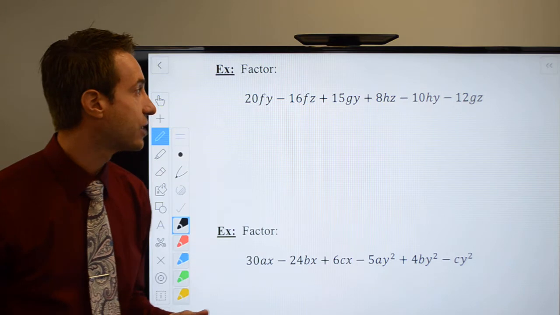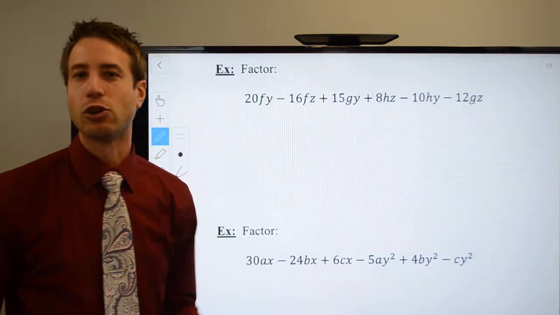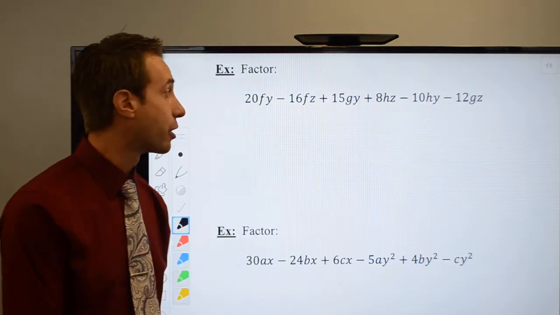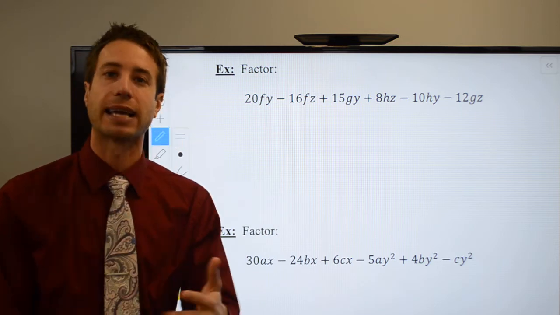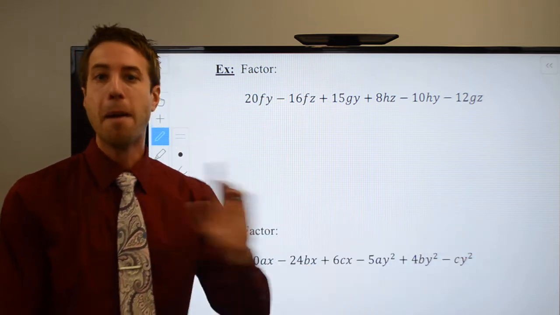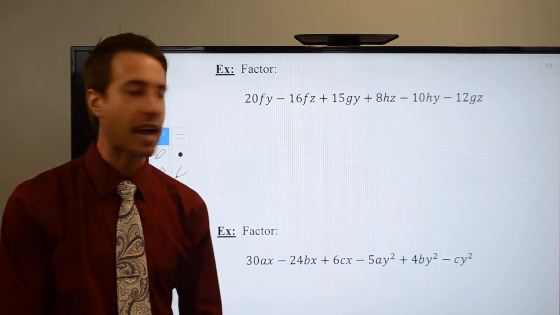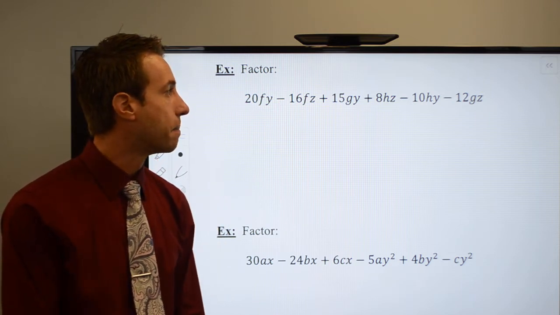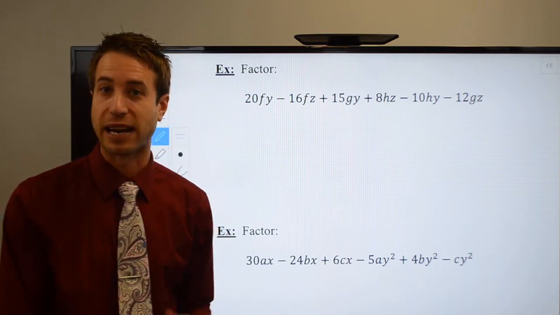So we jump to the next page of the notes, and again, I take a look at this, and all of them together, there is no GCF. There's nothing I can pull out of all of them. But if I were to group some of them together, I think we'll quickly see that I do have a GCF that I can pull out of some of them.